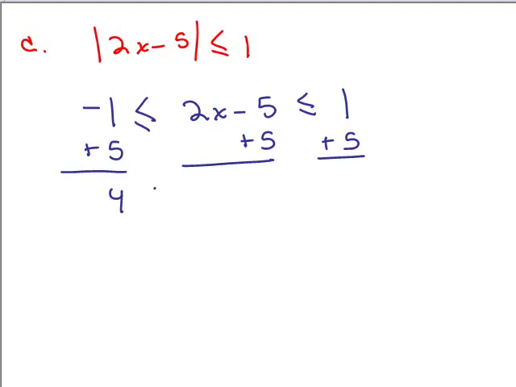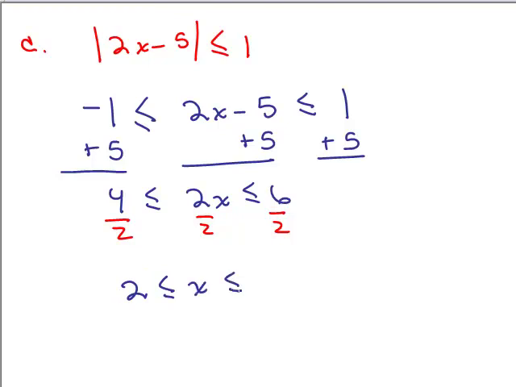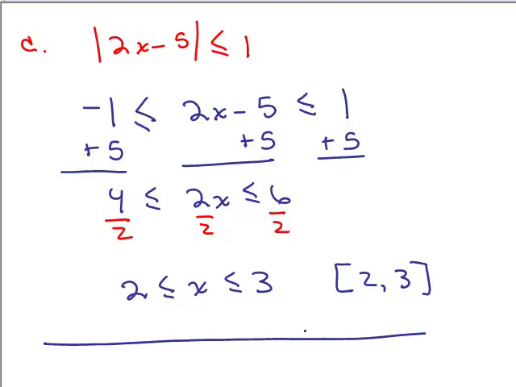So we have 4 is less than or equal to 2x, which is less than or equal to 6. And then we could just divide everything by 2 to get 2 is less than or equal to x is less than or equal to 3. So now it says to graph it. Actually, we could also write this in interval notation. This is going to be between 2 and 3. And then the graph, here's 0, 1, 2, 3, 4, let's say. So it's going to be in between 2 and 3.